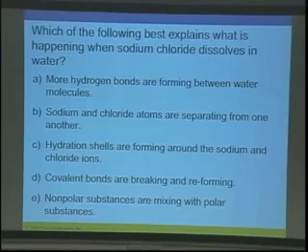So basically, three quarters of you, 76% of you, voted for C, and that's the answer that I would have given, which is that hydration shells are forming around the sodium and chloride ions when sodium chloride dissolves in water. Most of the rest of you, another 20%, voted for B, which is that sodium and chloride ions are separating from one another. That's true, but probably the best answer is that the reason they can separate is because they're forming hydrogen bonding interactions with water. That's really what happens when something dissolves.